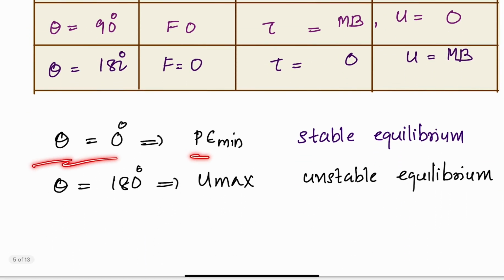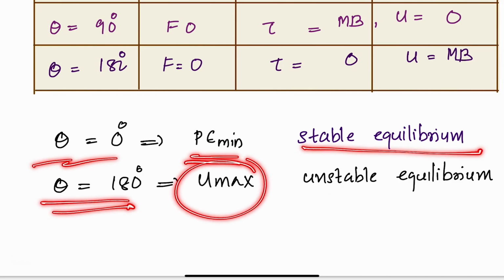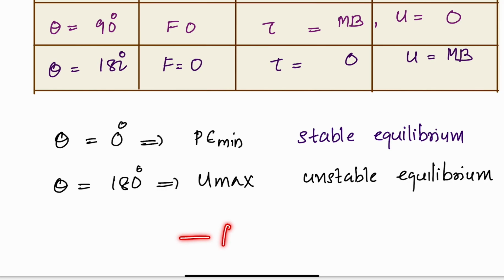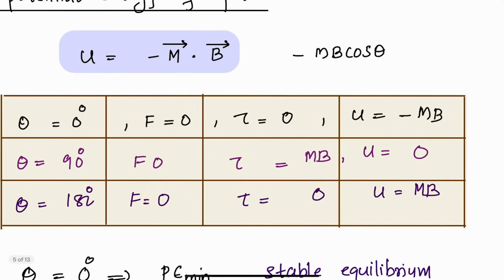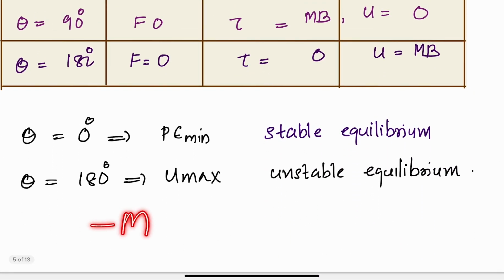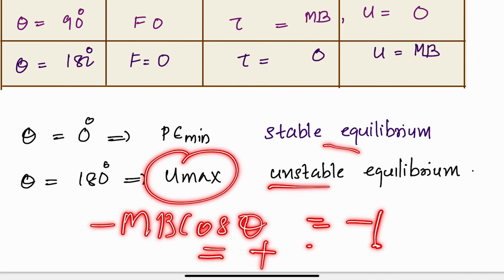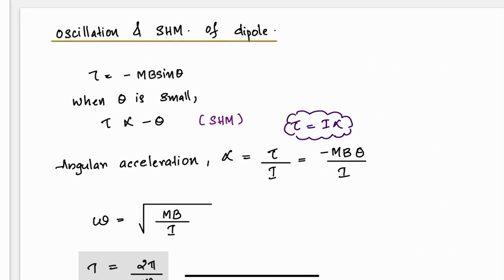Theta 0 means it is minimum, it is stable equilibrium. Theta 180 means it is maximum, since cos 180 is minus 1, so minus mB cos theta becomes positive, and it is U max and unstable equilibrium.